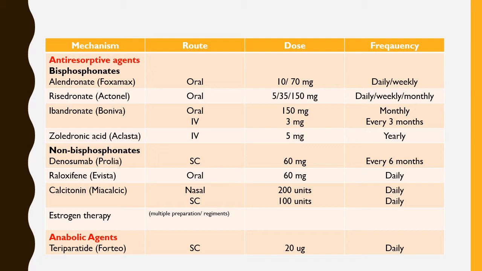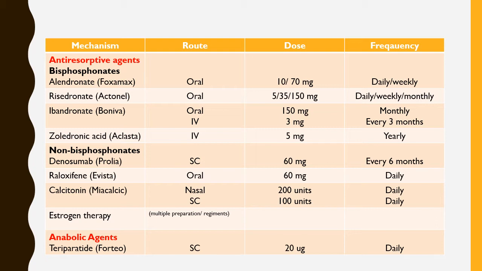Non-bisphosphonate, we are still in the anti-resorptive agent. We classify them into bisphosphonate and non-bisphosphonate. Non-bisphosphonate include denosumab, trade name Prolia, raloxifene, trade name Evista, and calcitonin, trade name Myacalcic. Denosumab, Prolia, a biologic agent, is given as subcutaneous injection of 60 milligram every 6 months.